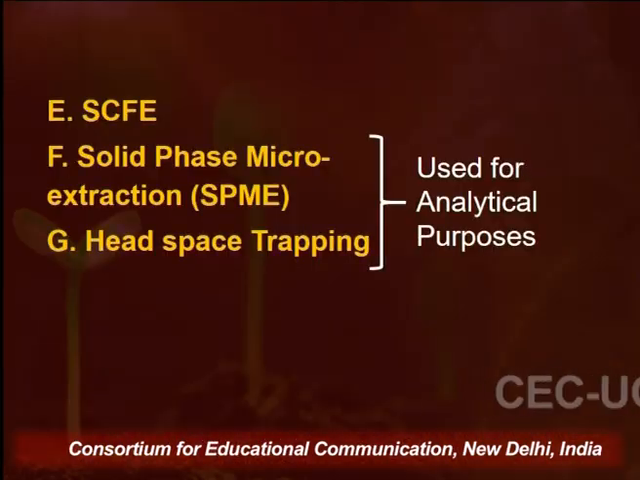Since it has a very low boiling point of -25 degrees Celsius, the solvent residues are very low, around 20 parts per billion. This process is carried out under vacuum, therefore no oxidation of the constituents takes place. Apart from this, we also use supercritical fluid extraction to extract plant material.